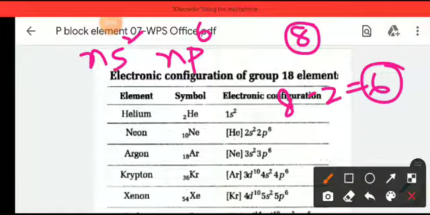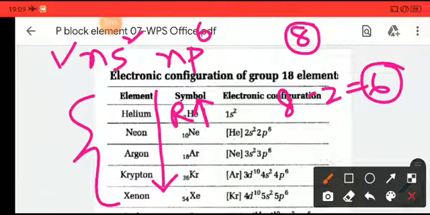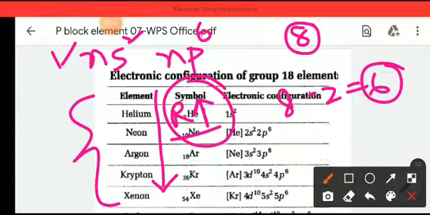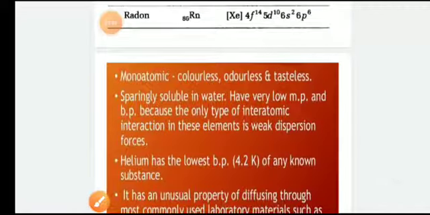Here we can easily see the valence electron configuration in this given picture. By this trick you can easily figure out the valence electronic configuration. Here the elements are helium, neon, argon, krypton, xenon and radon. Down the group, the radius or size increases, and that is why their non-metallic character also increases. So let's go to their properties.